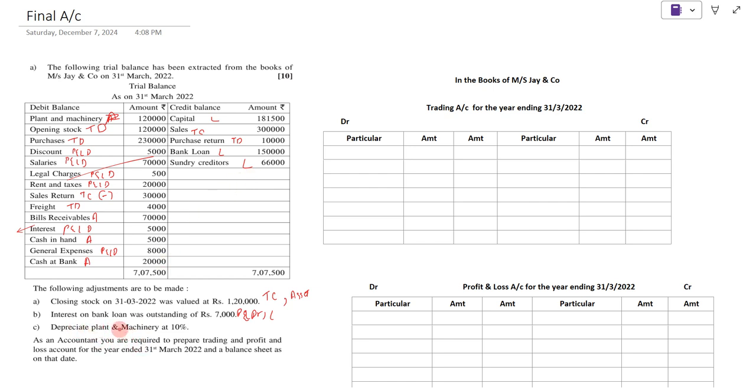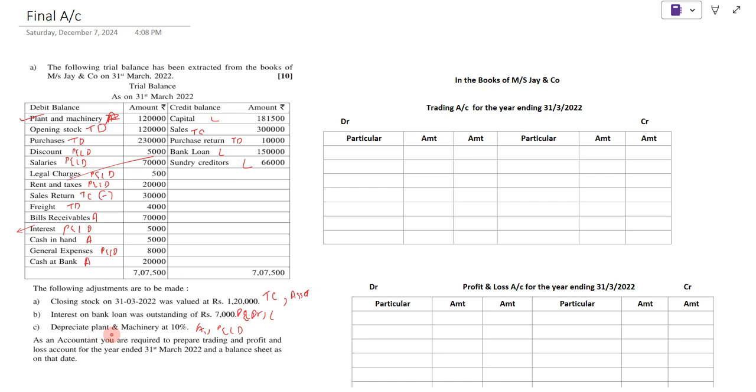Next is depreciation on plant and machinery. So we have adjustment on plant and machinery, tick mark. The first effect will go in asset, second effect profit and loss account debit side. So remove 10% on plant and machinery, less it, and the second effect we have to give in profit and loss account. Now we have marked the entries, in which account the particular items will go.